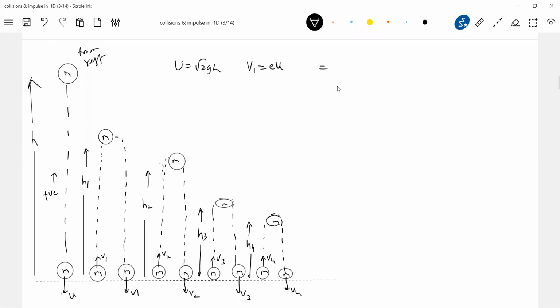First we'll write all the formulas. So v2, what can we write? e into v1, or this will become e square u. v3 will be e into v2, so this will become e cube u. Can we generalize for n collisions? e to the power n, u.